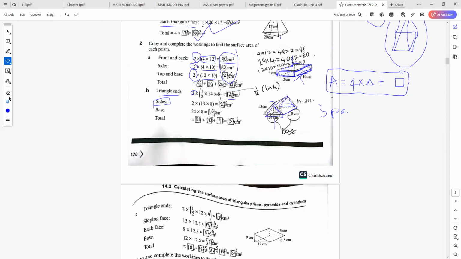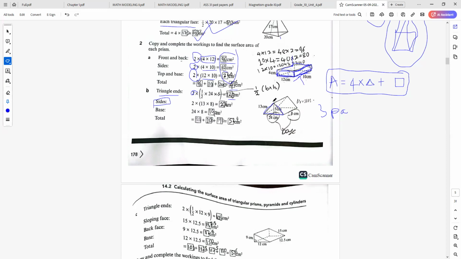Let me erase all of this. Okay. Now, sides is equal to 2 into 13 into 8. Why 2 into 13 into 8? Sides, 2 into 13 into 8. This is wrong, right? You see here, now we have found out the area of this, that is 2 into 24 into 5.